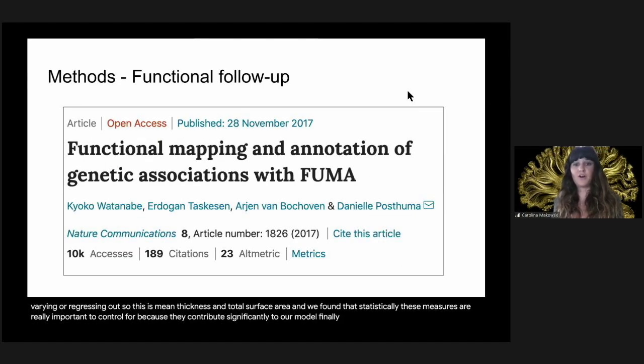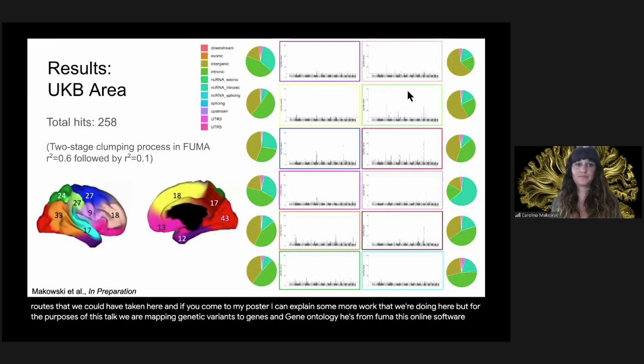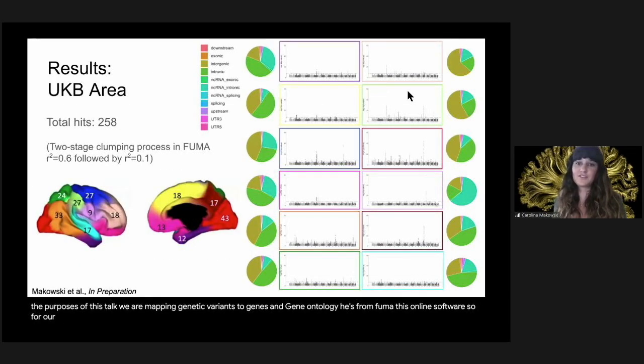And finally, for our follow-up, there are many routes that we could have taken here. And if you come to my poster, I can explain some more work that we're doing here. But for the purposes of this talk, we are mapping genetic variants to genes and gene ontologies from FUMA, this online software.